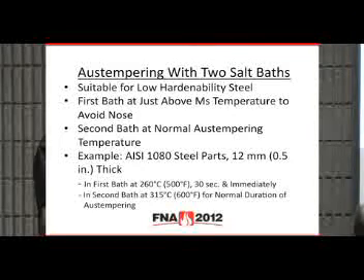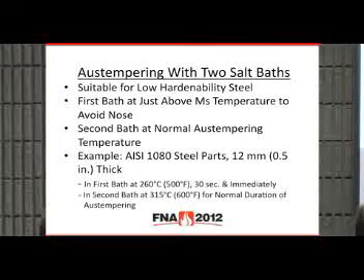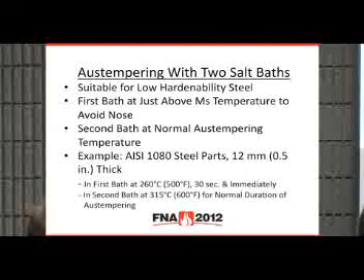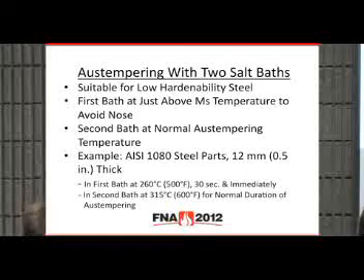Austempering can also be done with two salt baths. It helps particularly for low hardenability steel. The first bath is kept just slightly above the MS temperature, but the second bath is at its normal operating temperature. As an example, it can be done on 1080 steel parts, where the first bath is at 500 degrees temperature and the second bath is at 600 degrees temperature.